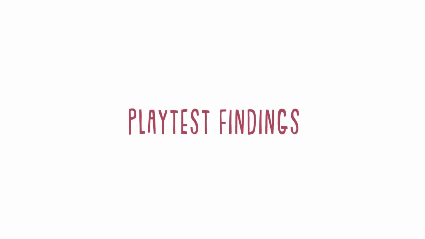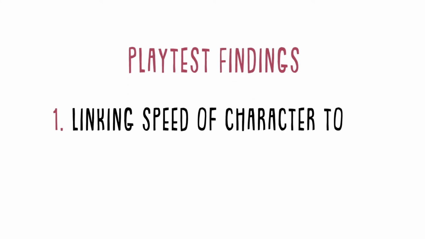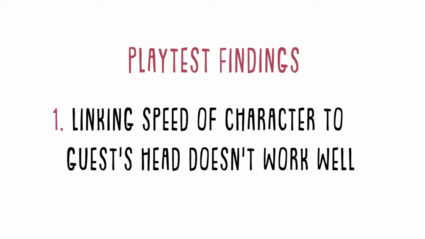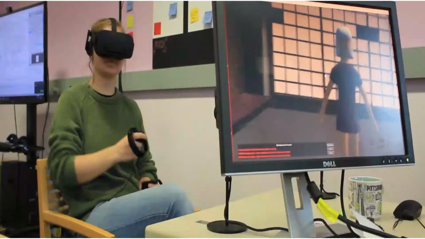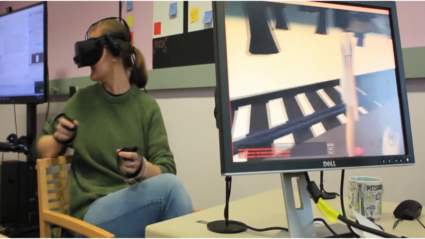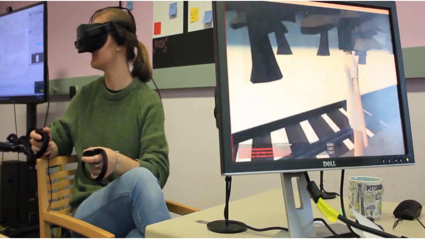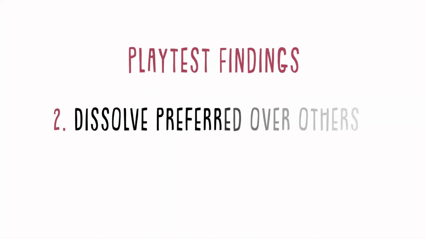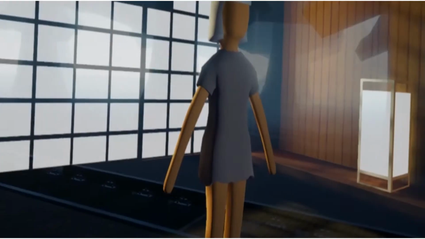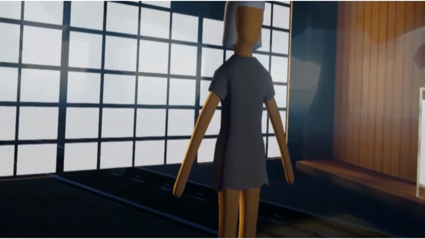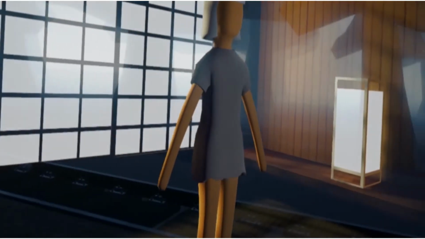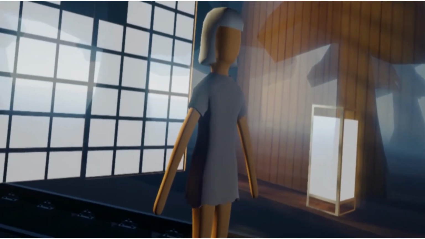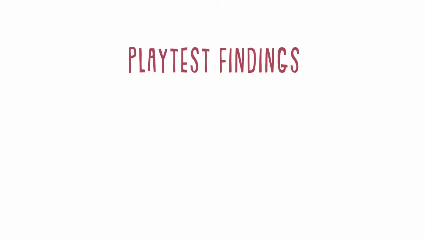From our playtests, we discovered that directly linking the speed of the character to a guest's head rotation gave people the impression that they were throwing the character using their head, rather than the character moving with their gaze. Most playtesters seemed to prefer the usage of the dissolve over the other kinds of transition. While we found that the overall sensitivity of the gaze on the character was actually okay, we did adjust the initial trigger for the transition to be a bit more sensitive than its initial iteration.